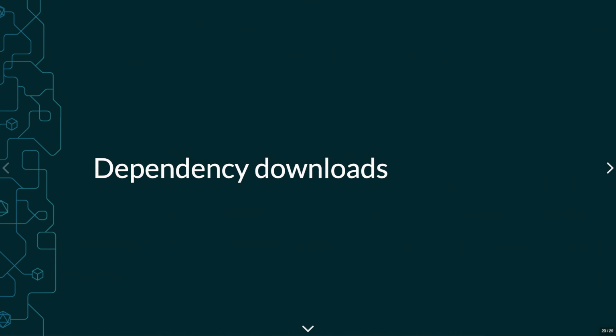So, dependency downloads. One of the reasons I'm here talking today is because when we looked at DRV data and some of the information that Hans shared at the keynote this morning, I remember seeing data from a customer, and they were spending like 50% of their time downloading dependencies on local builds with Gradle.